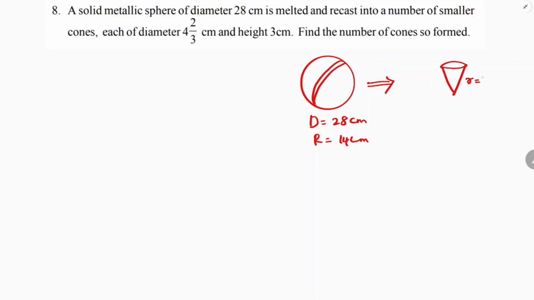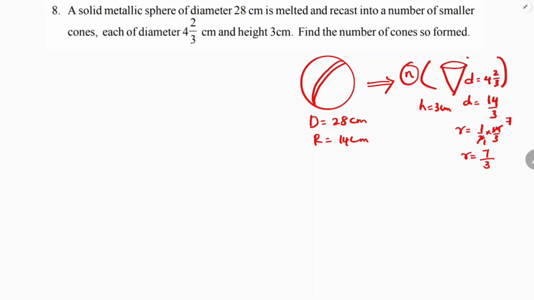whose radius is not given, diameter is given. So diameter is 2 by 3. Diameter is 3 times 4, 12 plus 2, 14 by 3. So radius is half of diameter. So clearly radius is 7 by 3 because 2 times 1, 2 times 7. And height of the cone is 3 centimeters. So they're asking how many cones. So I'll use here n. So volume of sphere equals n into volume of cone.